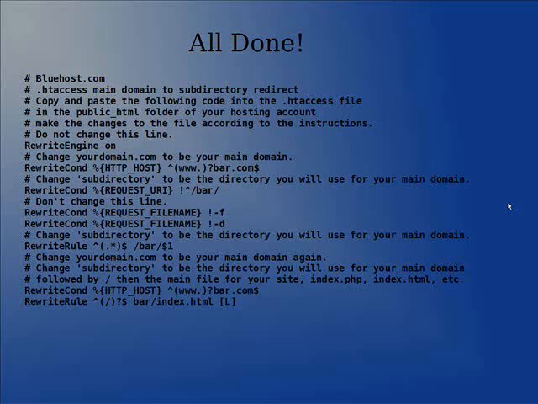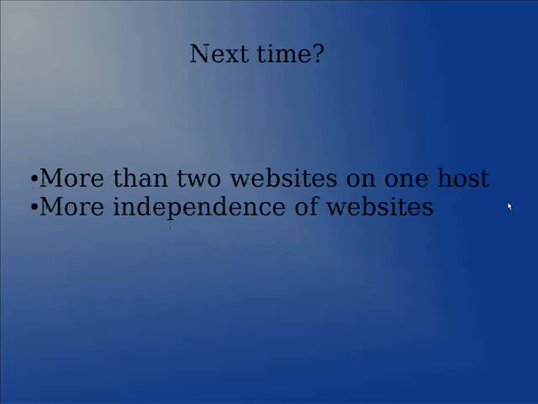A couple notes. The robots.txt file in public_HTML will be active for both websites. Also, you should never need to type the subfolder bar when entering a URL for bar.com. In my next video in this series, I hope to show what to do about more than two websites on one host, and a simple change that makes each website even more independent from the other.